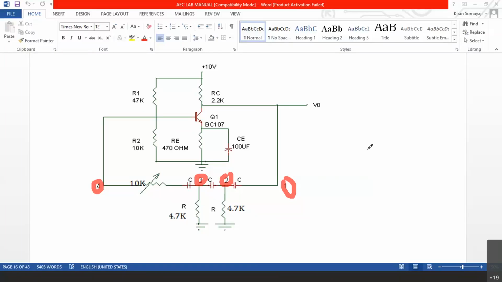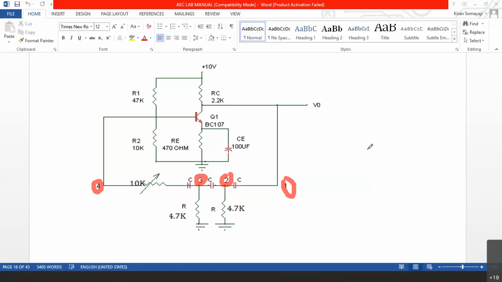Anybody knows what is the persistence of vision of our eyes? What is the value? The value of persistence of vision of our eyes is around 16 milliseconds. Means, if anything is moving faster than 16 milliseconds, we will not be able to detect the movement. We will see it as a continuous movement.